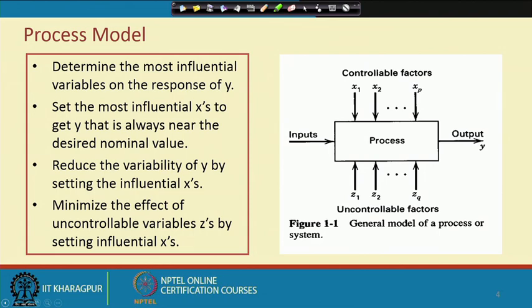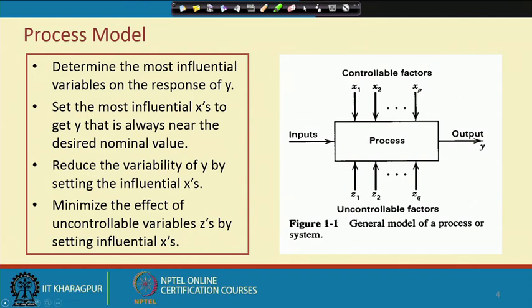What is the purpose of an experiment? At the first hand, please understand that the experiment is done on a process. What is a process? A process is something which takes the inputs and converts them into valued outputs, and a process is governed by two kinds of factors, controllable and uncontrollable factors.